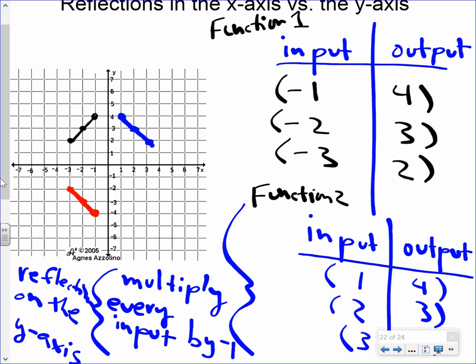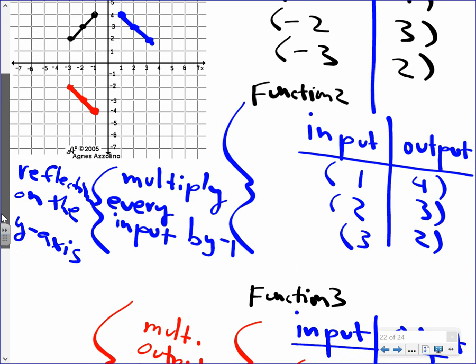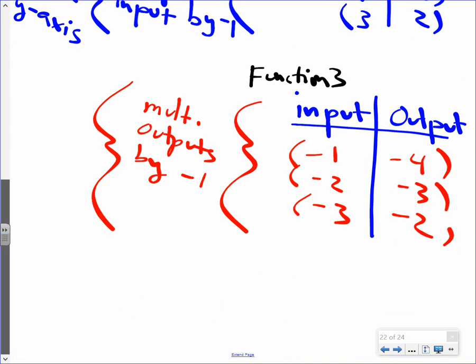There you go. Reflection now in the x-axis. I took the original function 1 in black, and I flipped it over the x-axis by multiplying the outputs by -1. So let's summarize there. Reflection on x-axis.